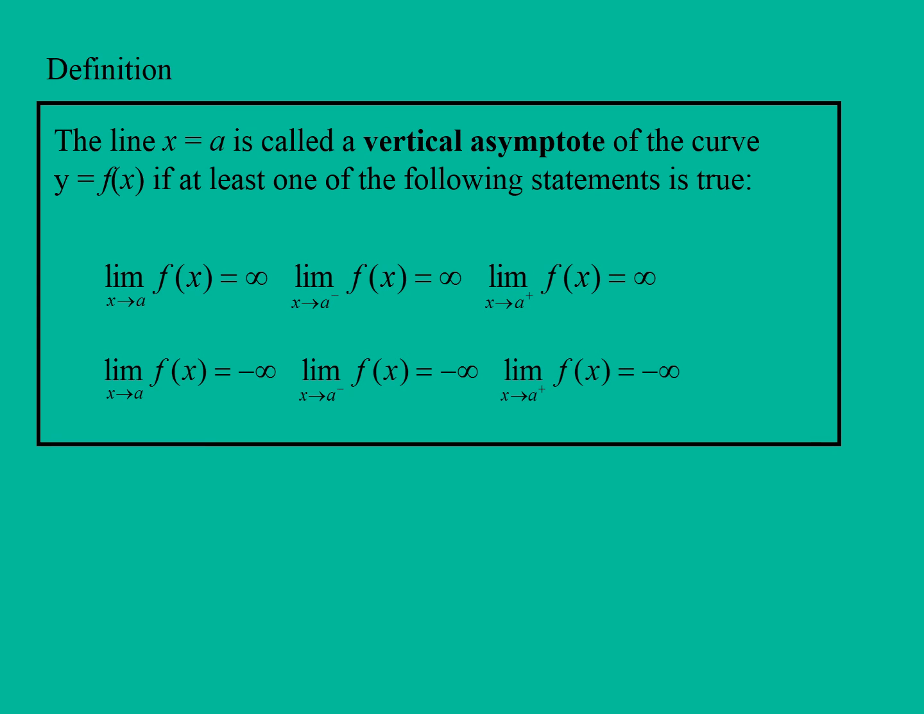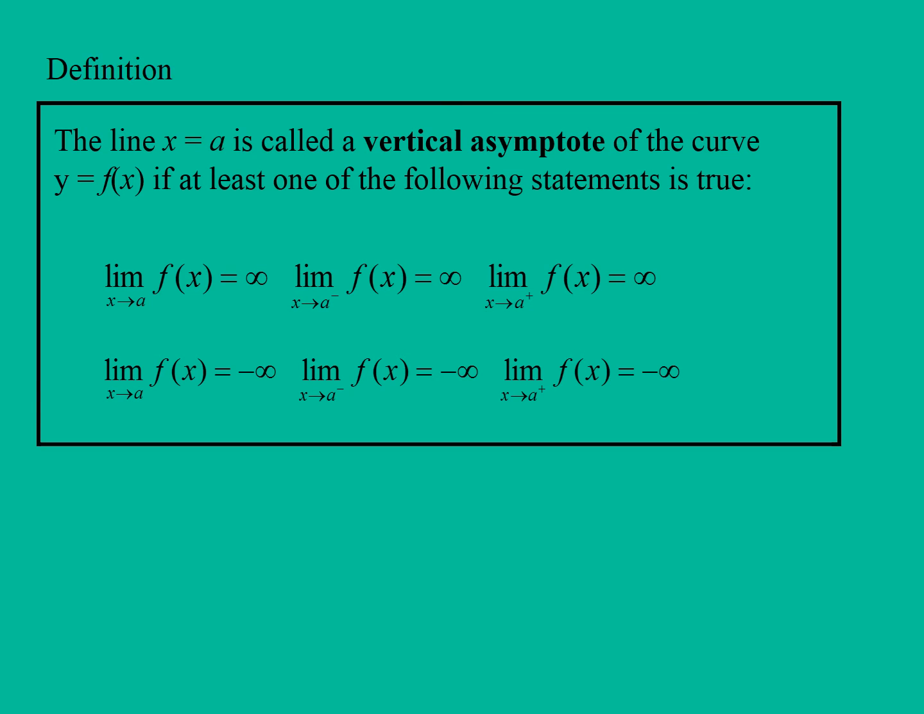Now we can use limits to identify vertical asymptotes. Notice this definition says the line x equals a is called a vertical asymptote of the curve y equals f of x if at least one of the following statements is true. So only one of these statements must be true.